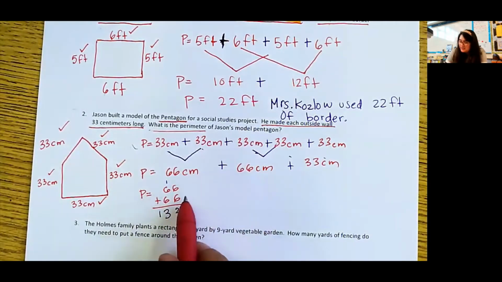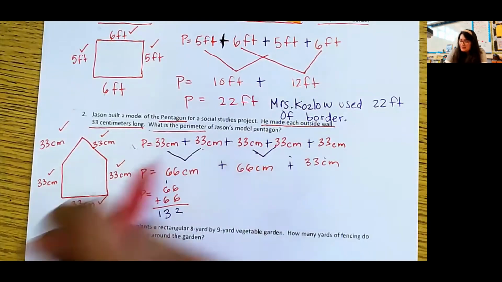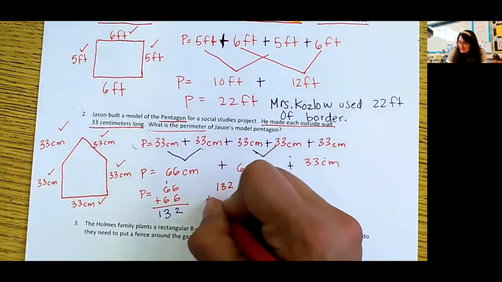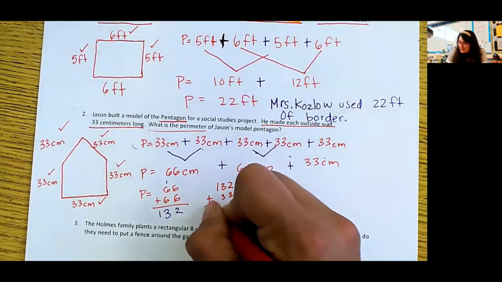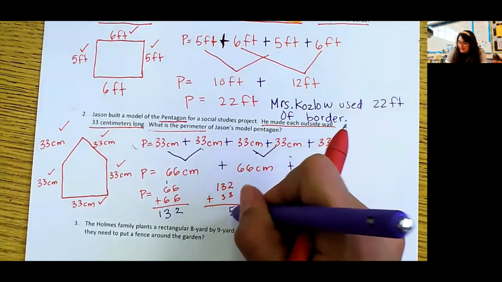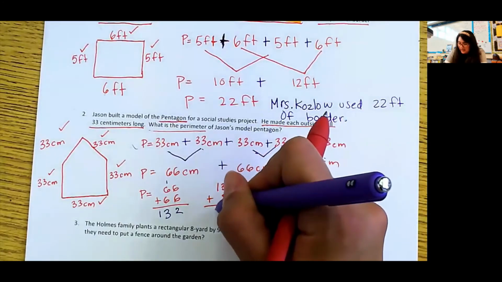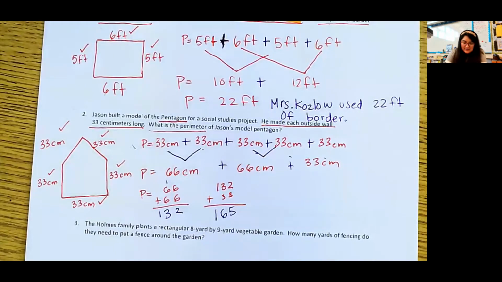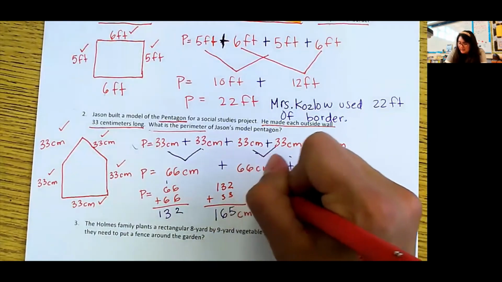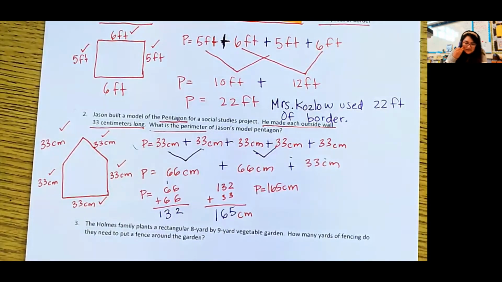So if I have 132, but I still have to add my last 33 centimeters. So I'm going to take my 132 plus my 33 centimeters, and let's find the answer. 2 plus 3 is 5. 3 plus 3 is 6. And then we bring down the 100. So we have 165 centimeters. So I know that the perimeter is 165 centimeters. Let's write our sentence.